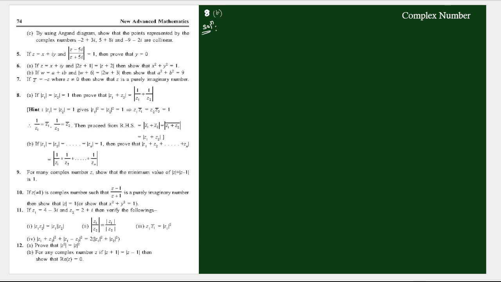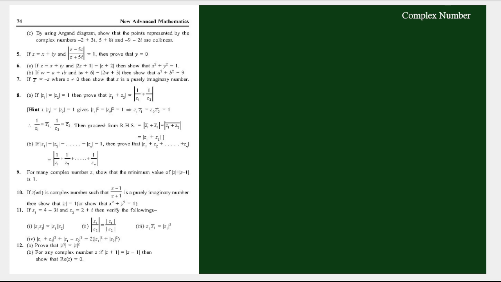Just you need to do the extension. In the first one we have done only up to z2. In the second one you extend it dot dot dot up to zn, then you will get the answer. You try. Okay, if you can't, then I will prepare a video for you.